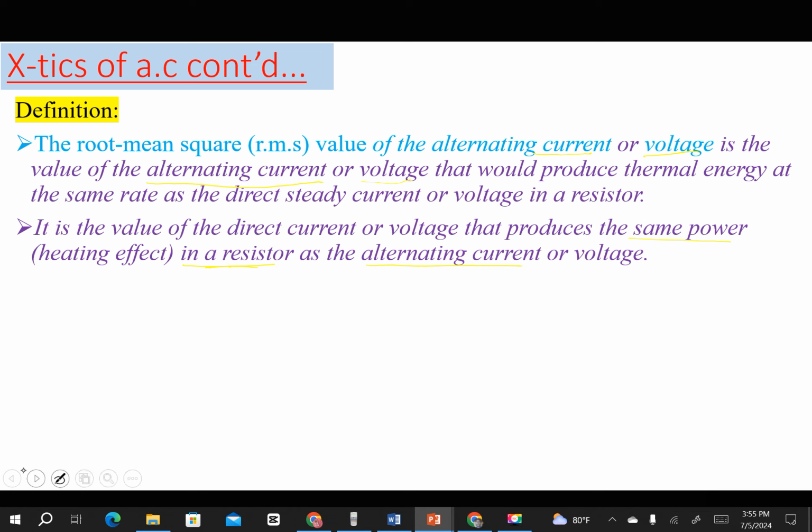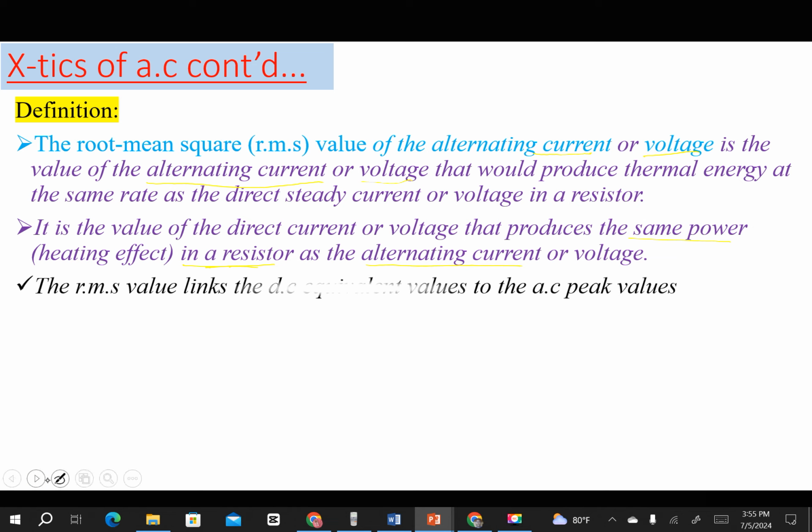Therefore, it is better for us to simply say that the root mean square value links the DC equivalent values to the AC peak values. For example, I said I root mean square is equal to I naught over the root of 2, and this value here has the same heating effect as a DC equivalent value.